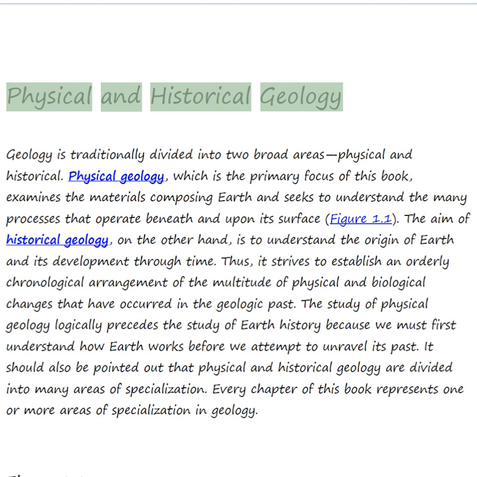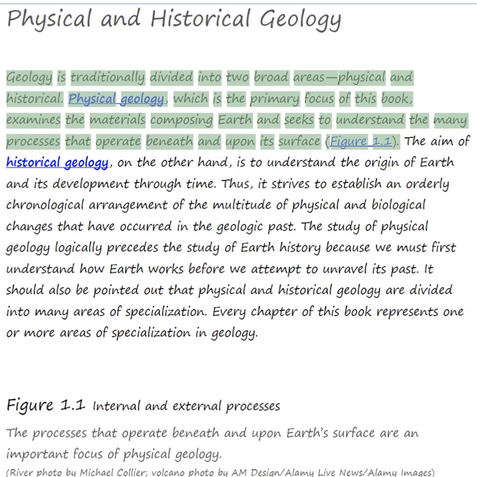Physical and historical geology. Geology is traditionally divided into two broad areas, physical and historical. Physical geology, which is the primary focus of this book, examines the materials composing Earth and seeks to understand the many processes that operate beneath and upon its surface.